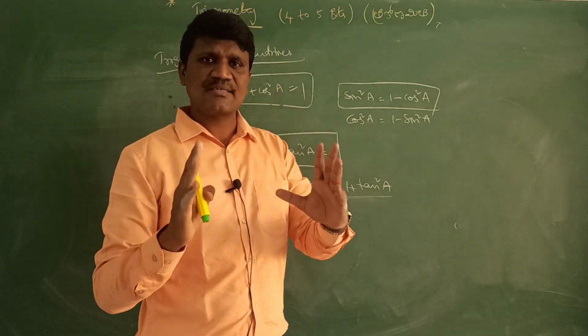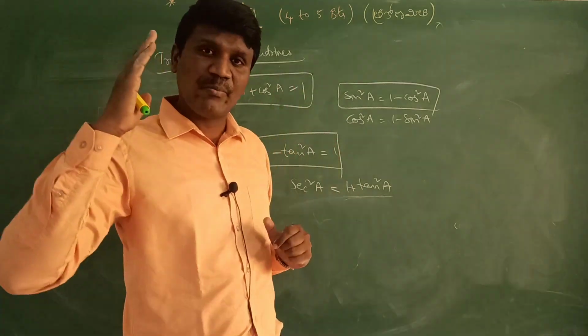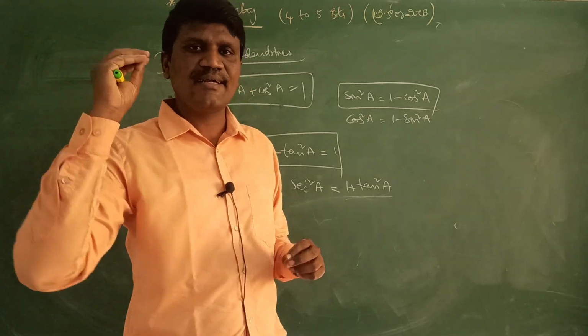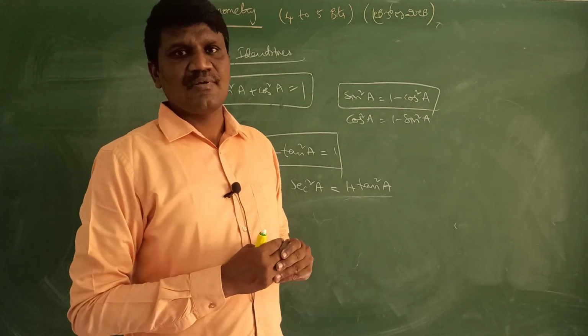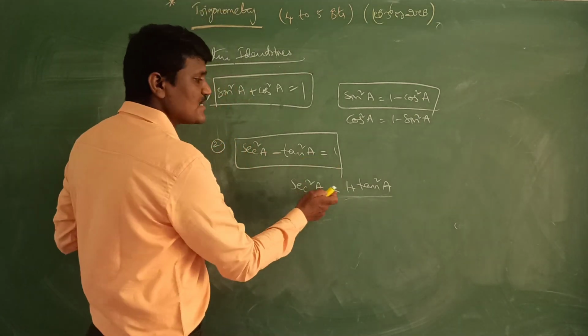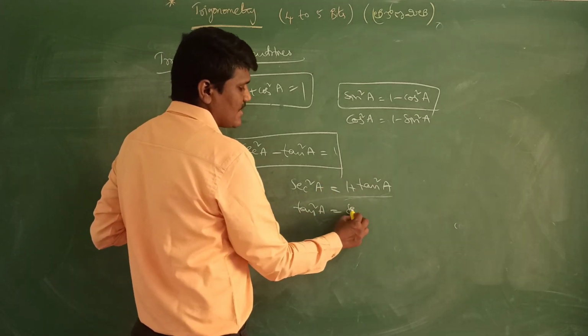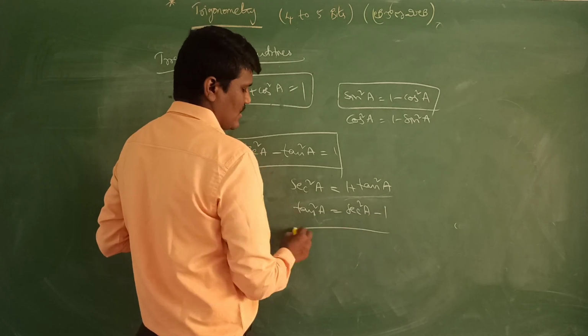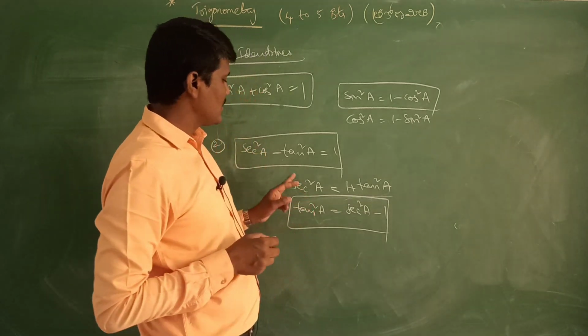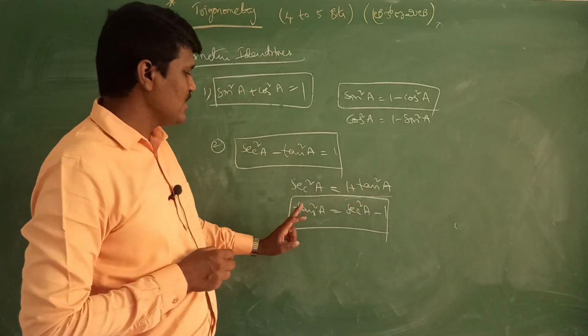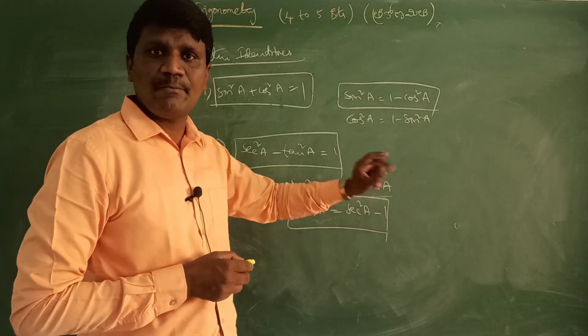So trigonometry is based on the formulas only. If you remember all the formulas, it is a dead easy chapter. Okay students, now sec square A is 1 plus tan square A, and tan square A is equal to sec square A minus 1. So sec square A is equal to 1 plus tan square A, tan square A is equal to sec square A minus 1.